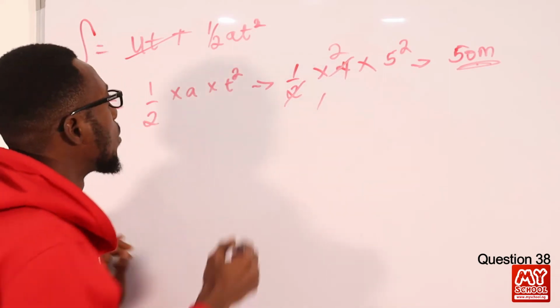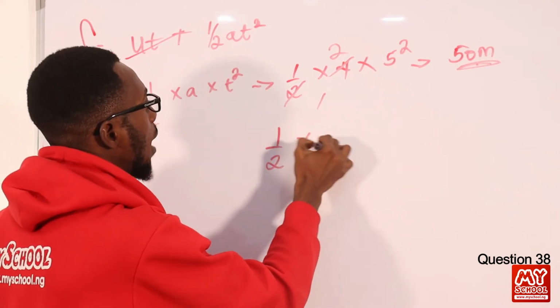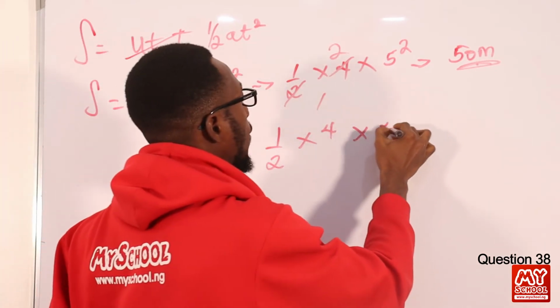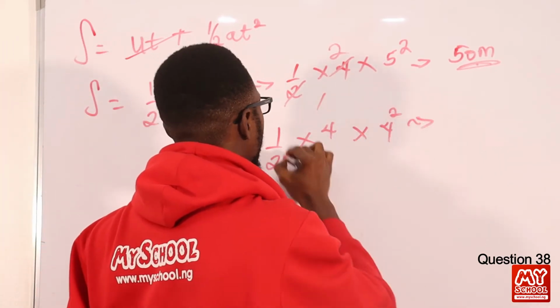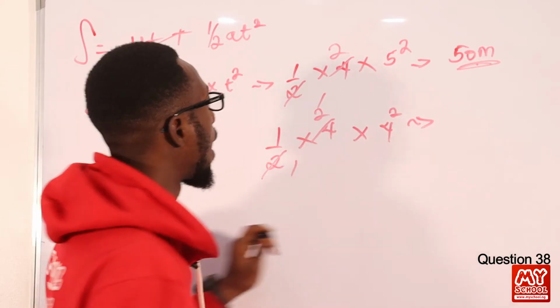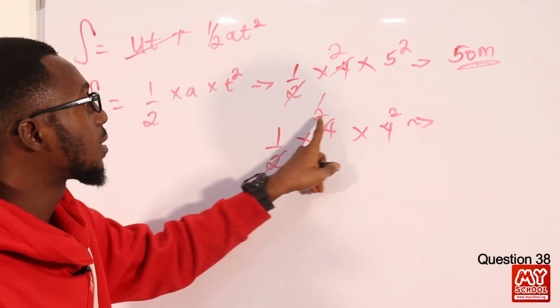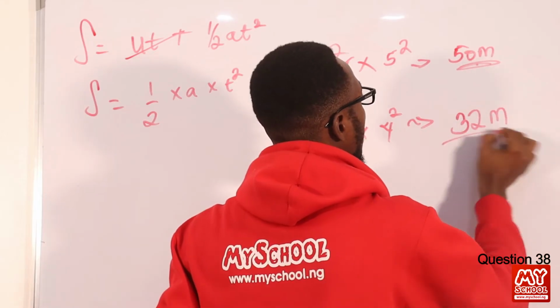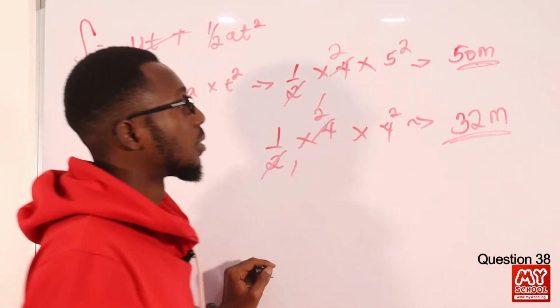What about in 4 seconds? That should be half times 4 for acceleration times the time in 4 seconds. Half of 4 is 2. So I have 4 raised to power 2, that is 16. 16 times 2, that is 32 meters. So in 4 seconds, it traveled 32 meters.